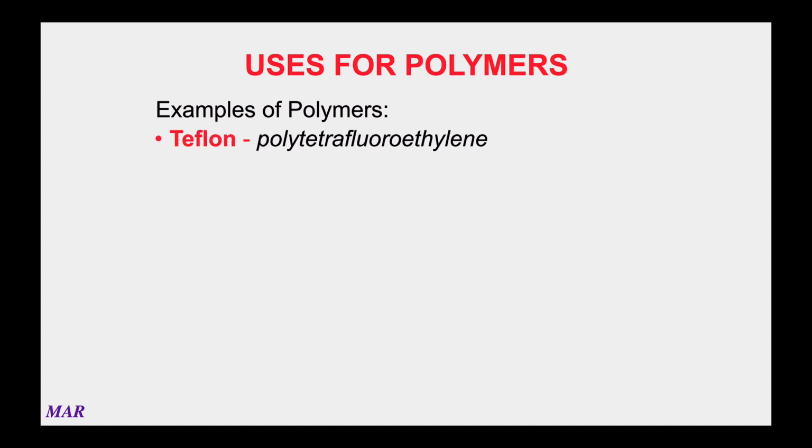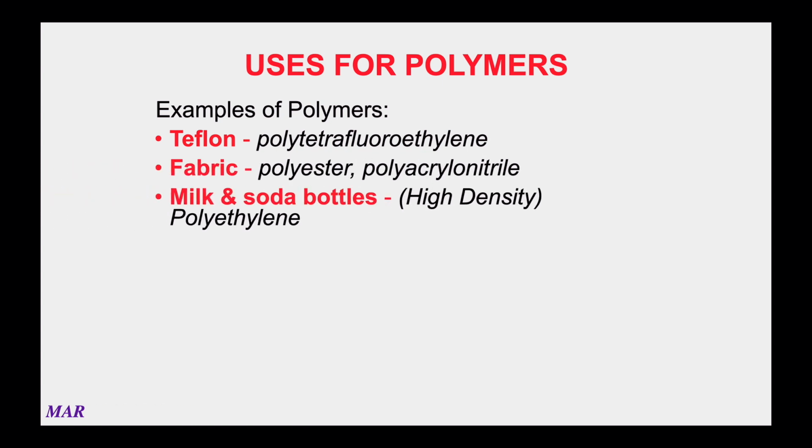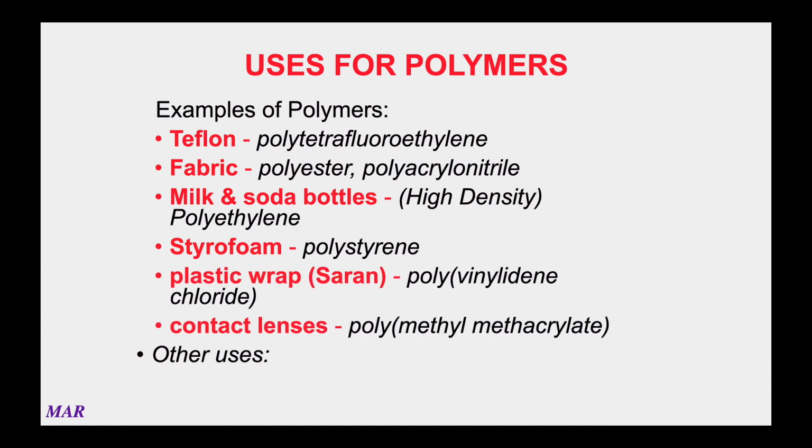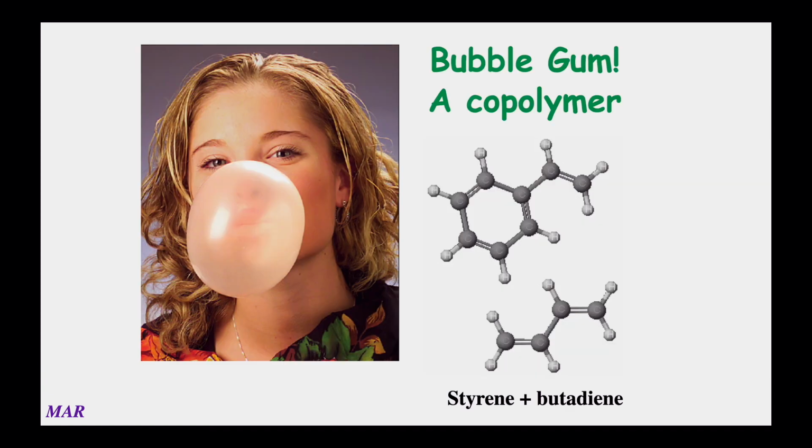Teflon is one that's been used in non-stick containers for cooking. Of course, fabric is one we talked about a little bit. Milk and soda bottles are a big-time use of high-density polyethylene, so if you drink a pop or something like that, you'll see it. Styrofoam, of course, is used for lots of things for cooking. Plastic wrap, saran, contact lenses and stuff, definitely. One of my favorite uses, bubblegum.